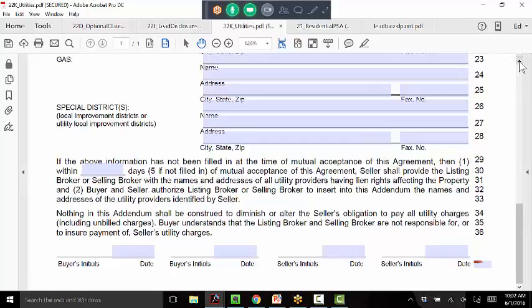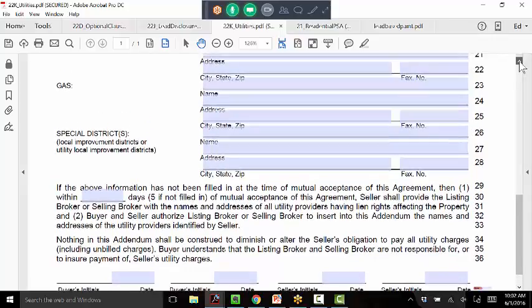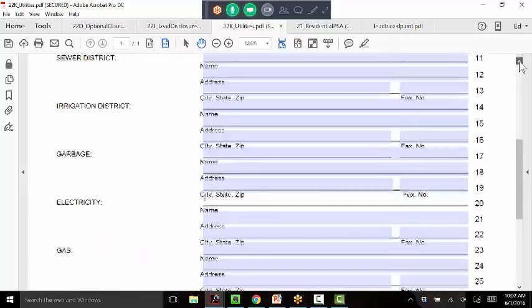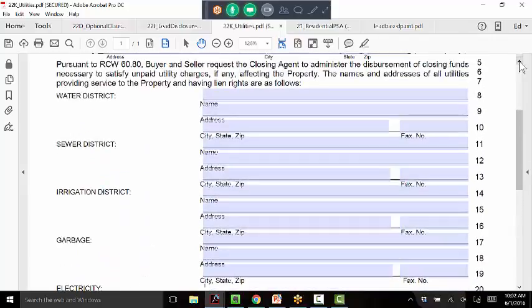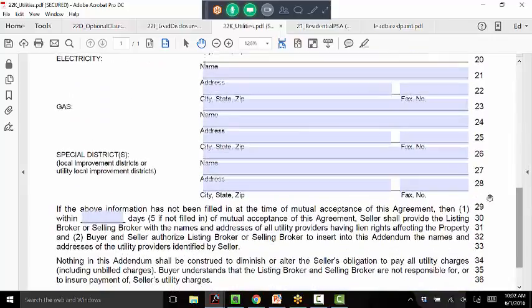Well, there's a couple things that can happen. You're on the right track, right? What if the seller lists all of them but forgets to fill in sewer? Does that mean that escrow's not going to pay it? Probably, or potentially. But the seller is still ultimately liable, and that's why that sentence is there. So no matter what you fill in, it doesn't change the fact that the seller will pay all utilities, right?